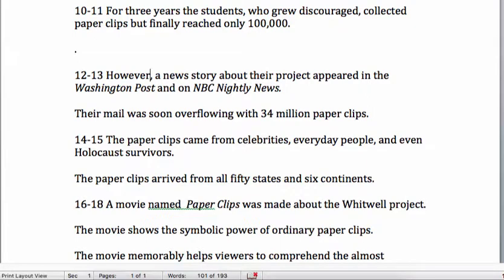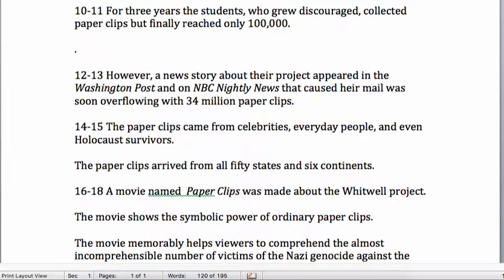However, a news story about their project appeared in the nightly news, and I would just put that caused their mail to be soon overflowing. Again, I've got the that. What caused the mail to be overflowing? The Washington Post and the nightly news.